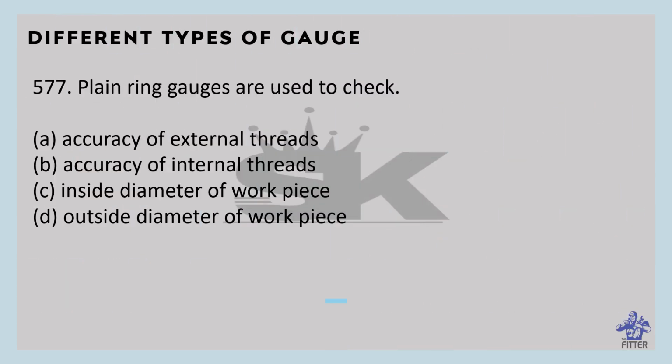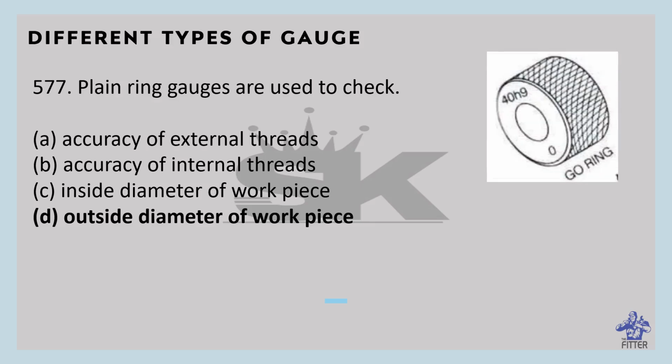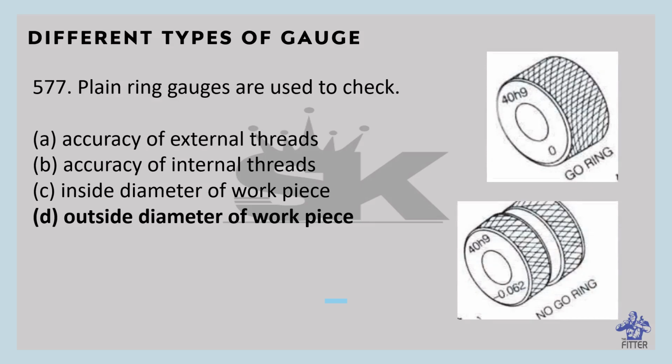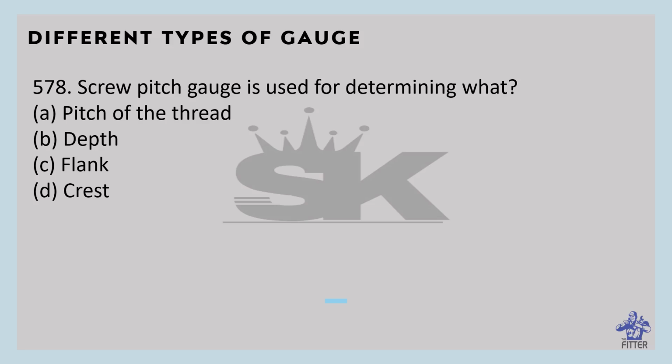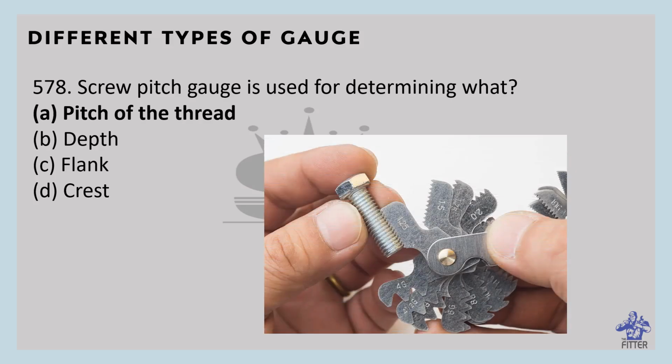Plain ring gauges are used to check the outside diameter of a workpiece. You can see here in the image, this is a go ring and this is a no go ring. The length of the go gauge is less, and the length of the no go gauge is more. Screw pitch gauge is used for determining what? That is the pitch of thread. This is the screw pitch gauge.